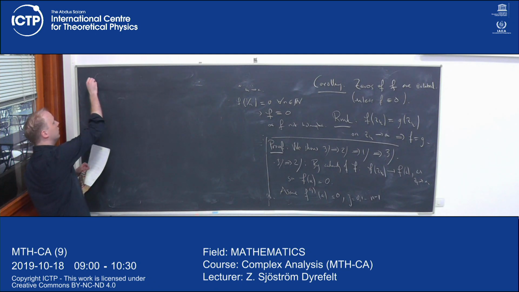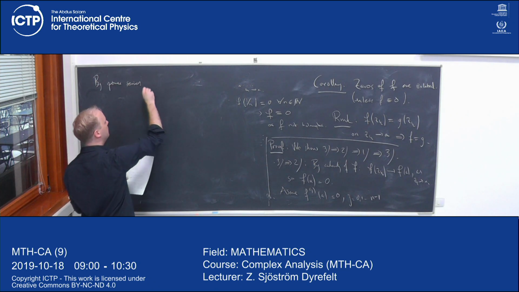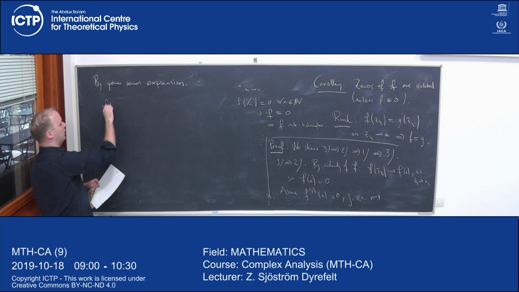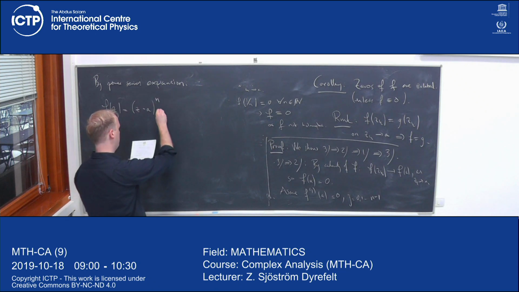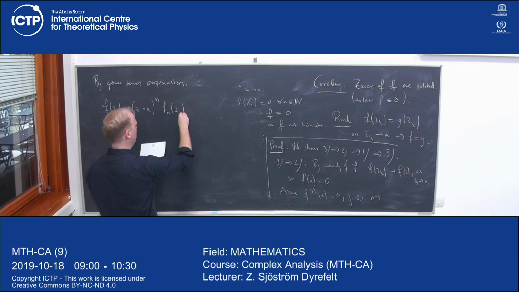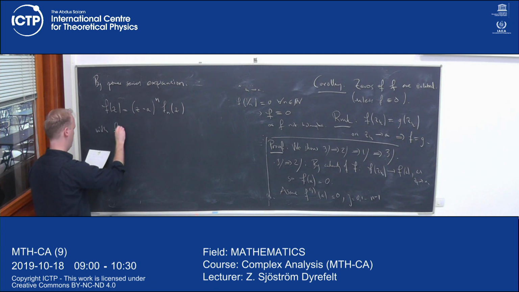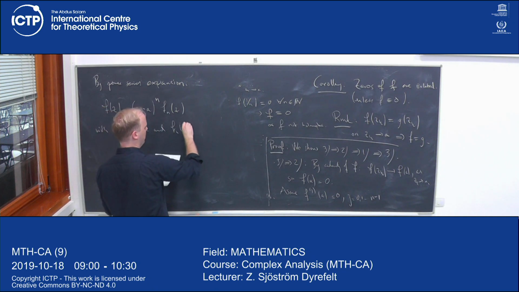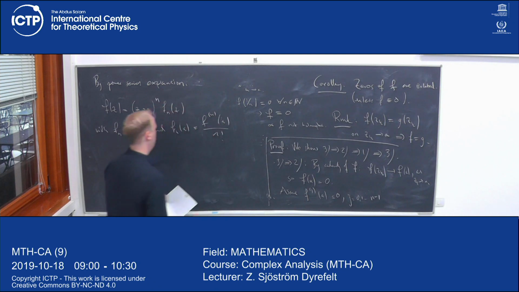By the power series expansion that we just showed, we have f of z equal to z minus a to the power n times fn of z, with fn analytic and fn of a equal to the nth derivative of f at a over n factorial.